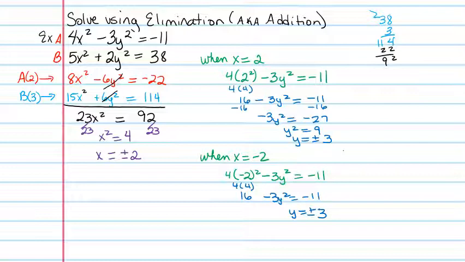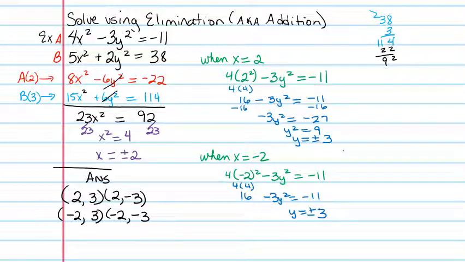So now my answer. Well, when x is 2, I get positive 3. And when x is 2, I get negative 3. And so that is my pair of answers for positive 2. And when x is negative 2, I also get 3. And when x is negative 2, I also get negative 3. So for my answers, I have 4 points. 4 answers.